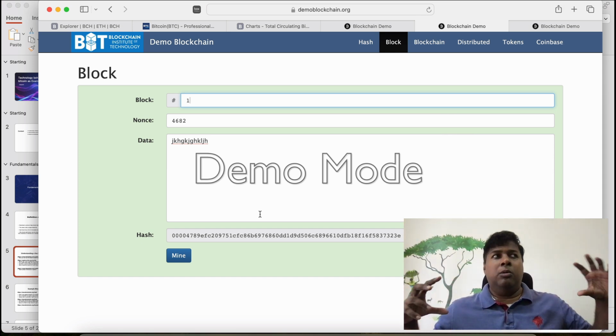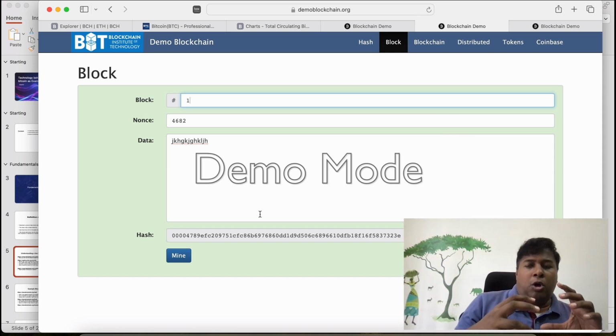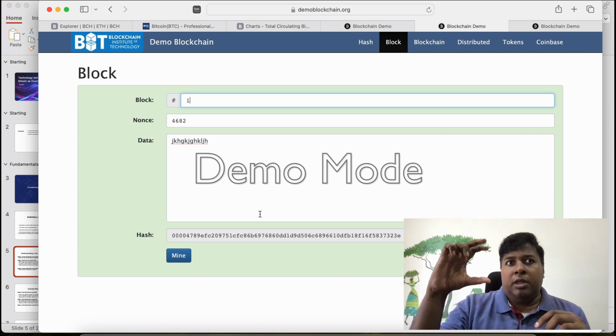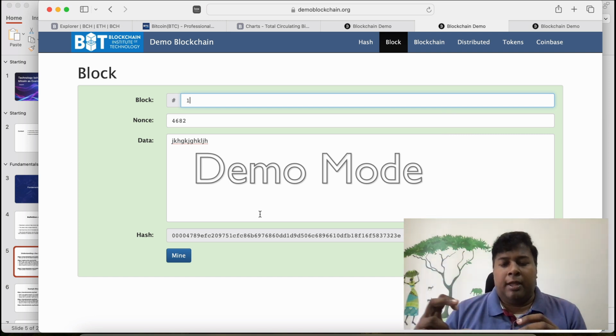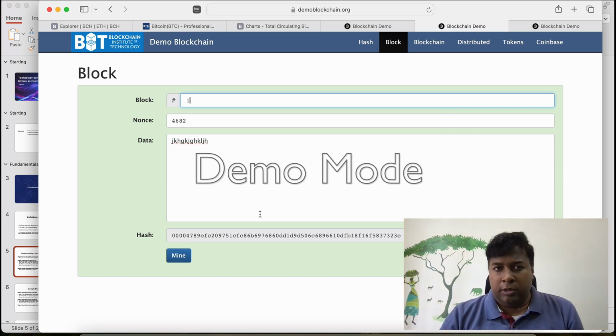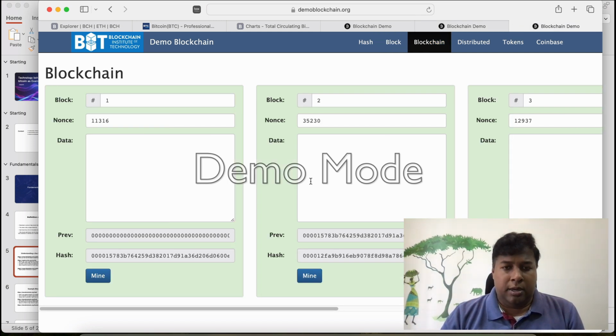So now, to add your block to this blockchain, so many validators try to find that, and they use huge rigs. Okay, so let us look into all that, but you got this idea, right? So how a block is mined, you got that idea. So now let's go to the blockchain demo itself.